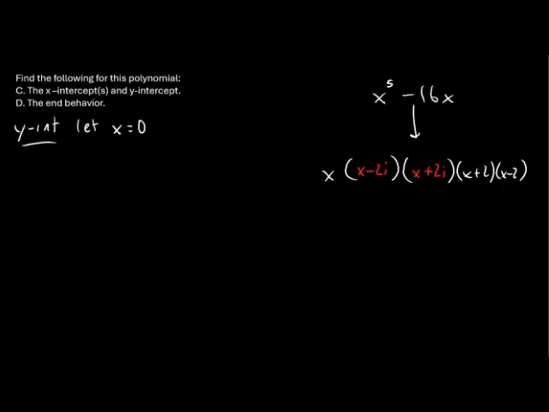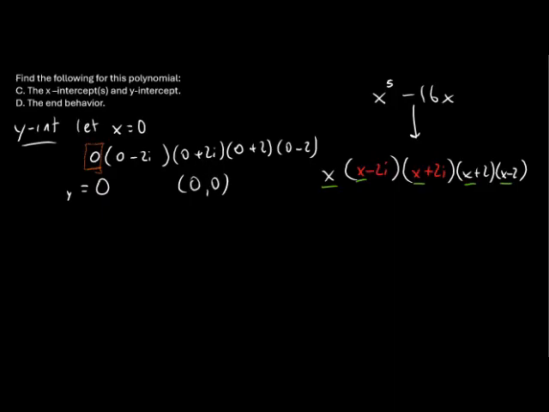If we plug 0 in for each x, notice that we have 5 places to plug it in. We'll end up with 0 times 0 minus 2i times 0 plus 2i times 0 plus 2 times 0 minus 2. However, since we have a 0 on the outside, it doesn't matter what the rest of the multiplication chain gives us. 0 times any of these is still 0. This means that our y-intercept is 0, 0.